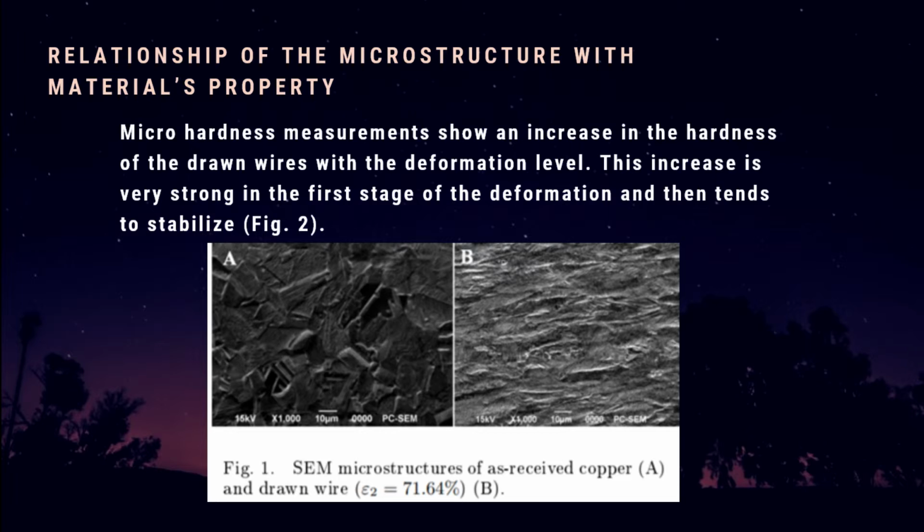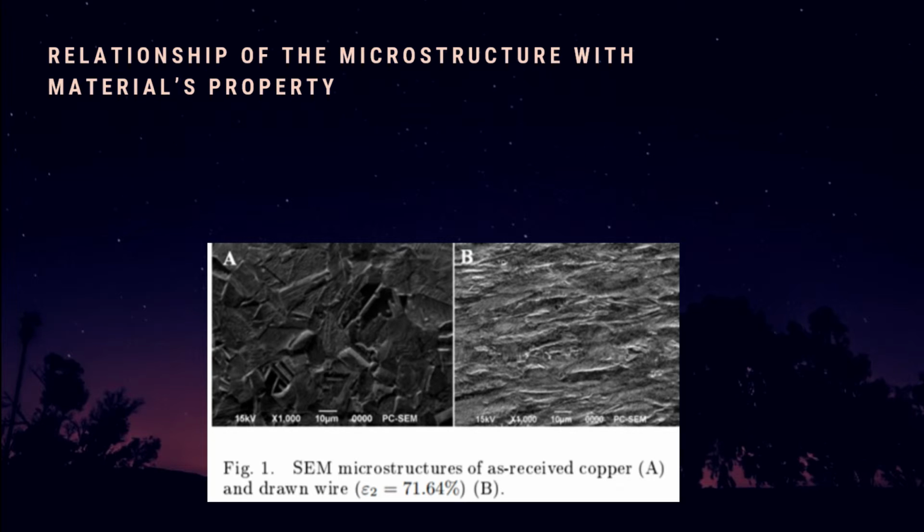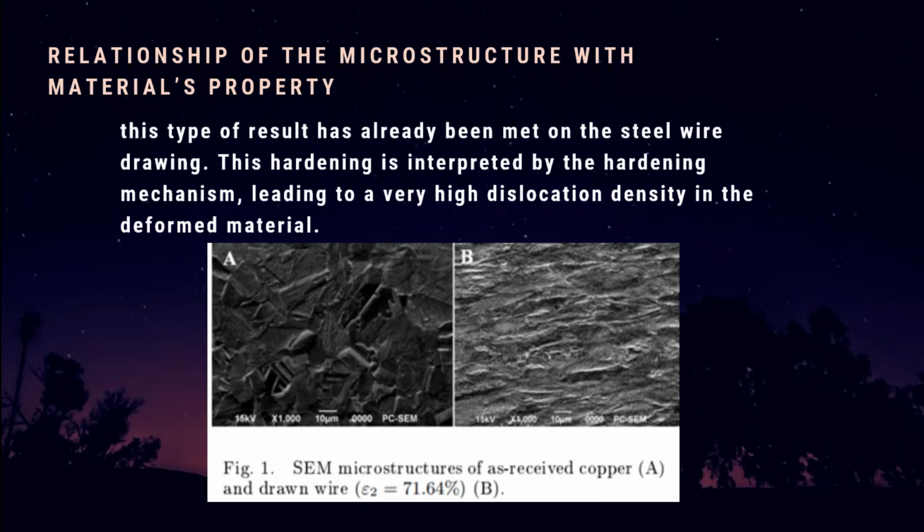Micro-hardness measurements show an increase in the hardness of the drawn wires with the deformation level. This increase is very strong in the first stage of the deformation and tends to stabilize later. This type of result has already been met in steel wire drawing. This hardening is interpreted by the hardening mechanism, leading to a very high dislocation density in the deformed material.